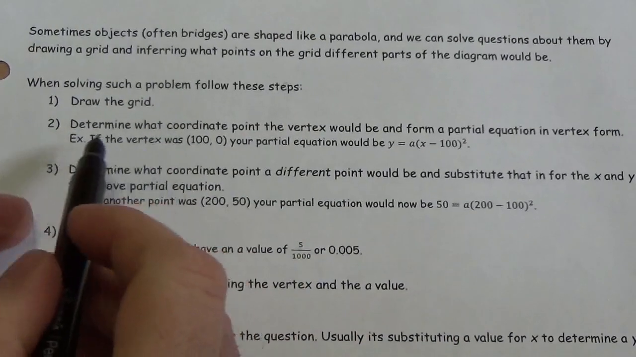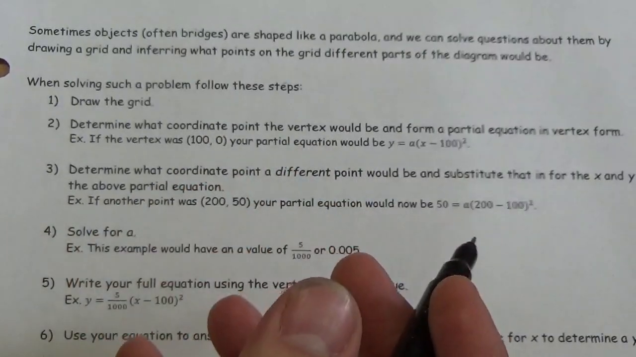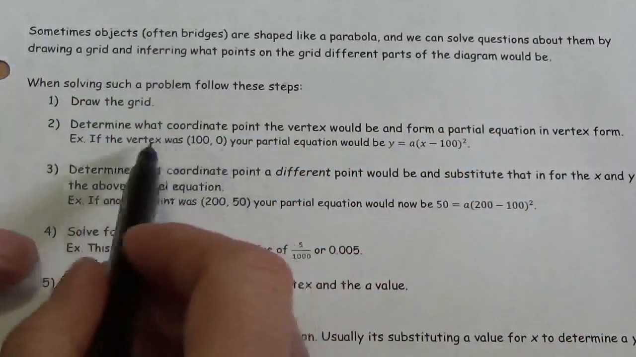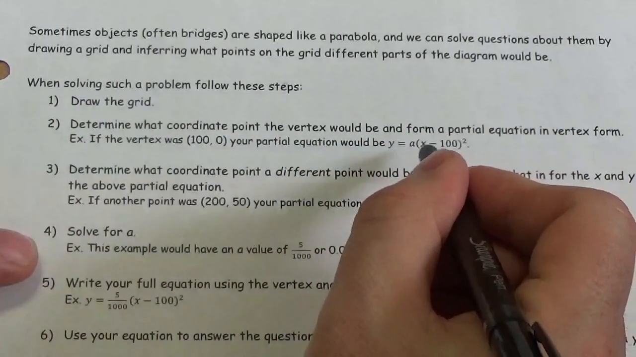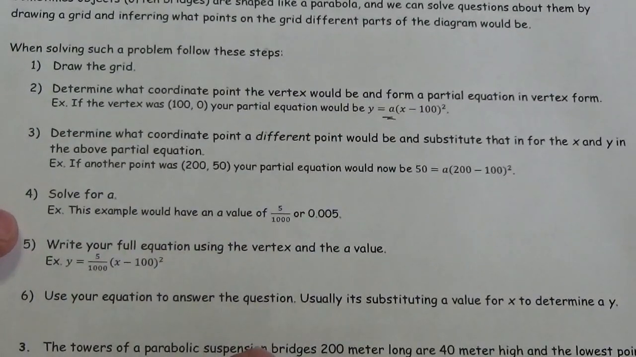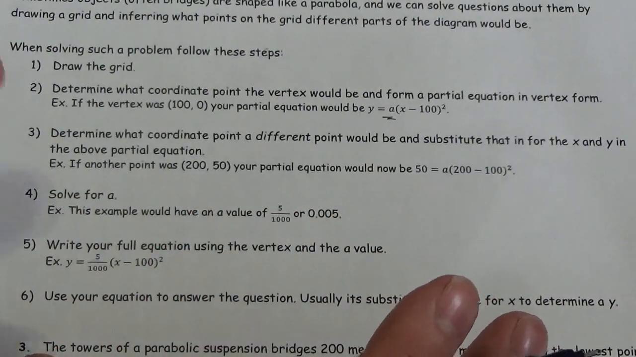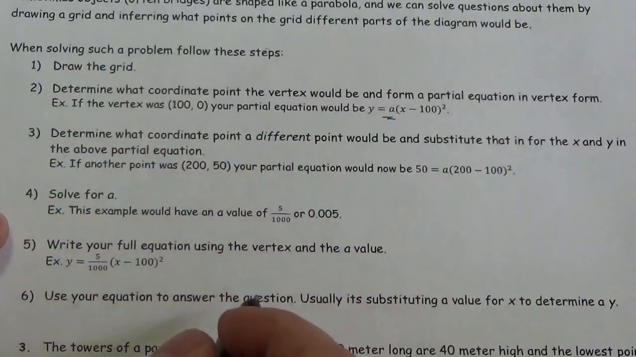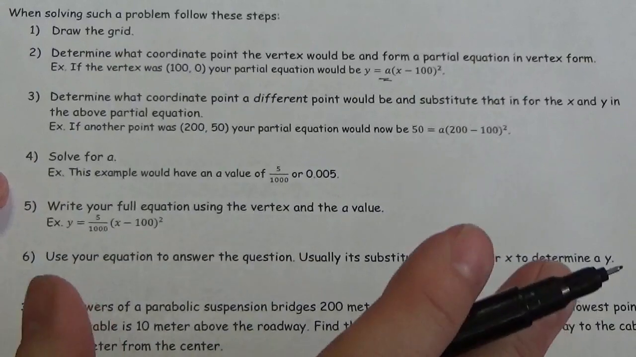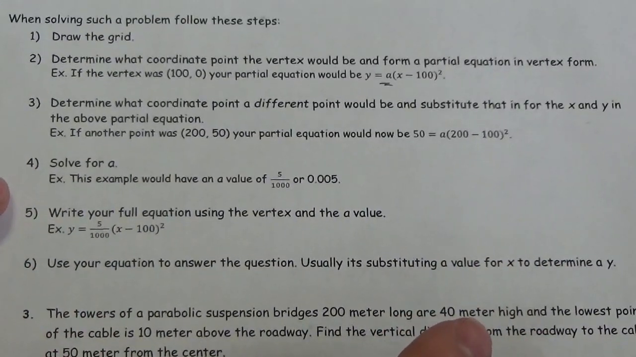So once you've done that, you're going to determine the coordinates of the vertex and form a partial equation, just like you've done before, where the unknown here will be the a. You've got an example given here where the vertex is at (100, 0). So you write your equation, and again, you don't know what the a is. There's usually enough information, though, that you should be able to figure out another point on the parabola. Then you plug that in to find your a value. You get your a, you build your equation, and then you use that equation to find that other bit of information that you're being asked for, because that's typically how that works.